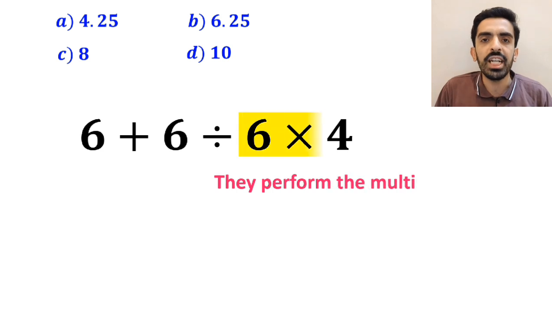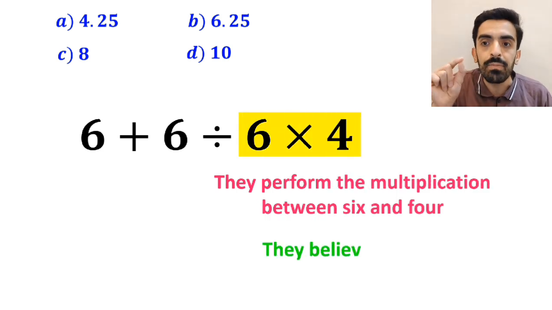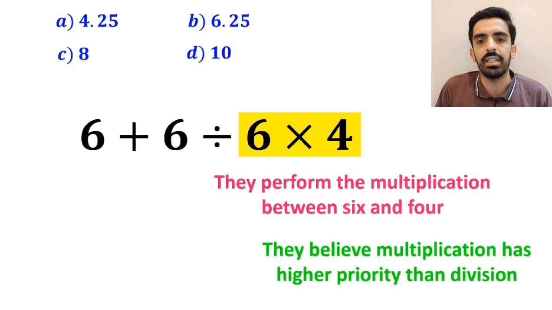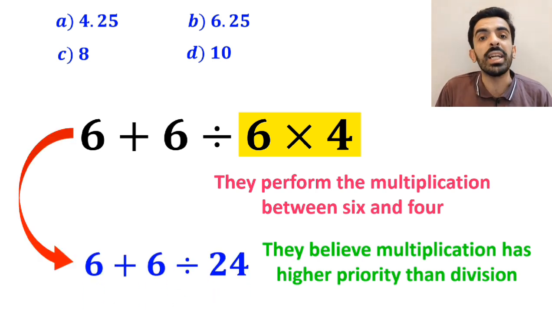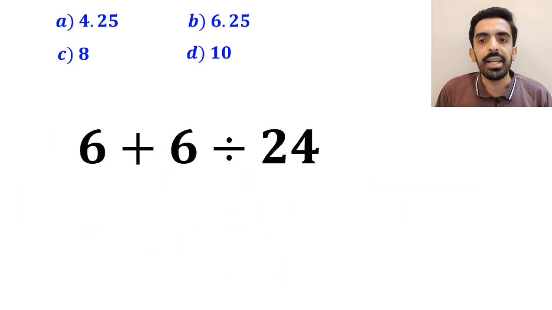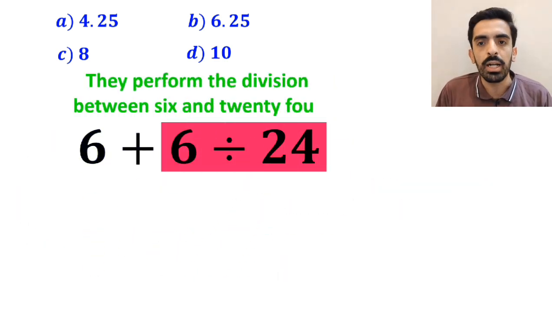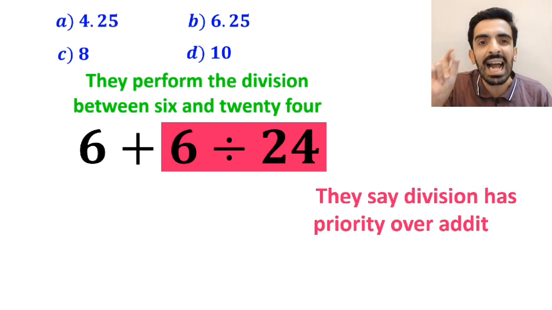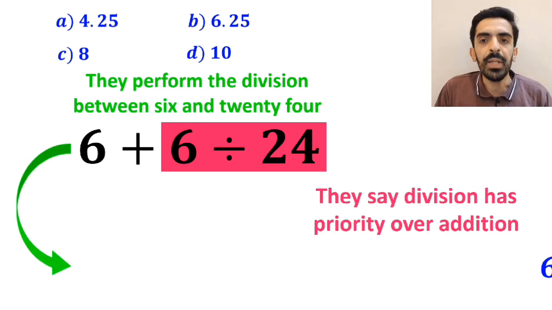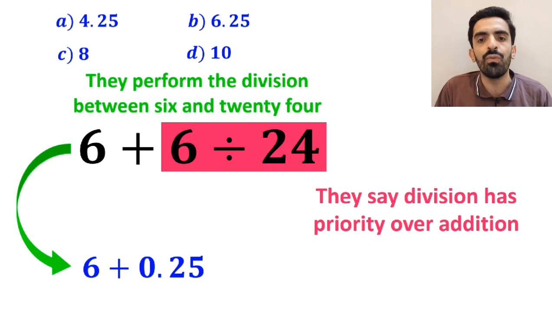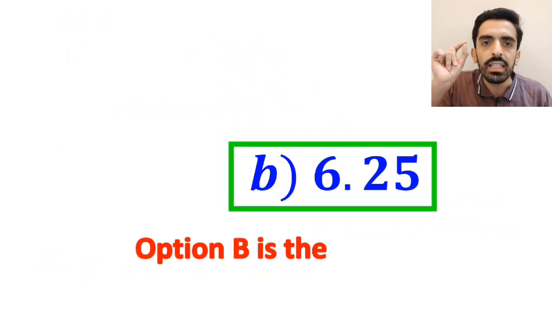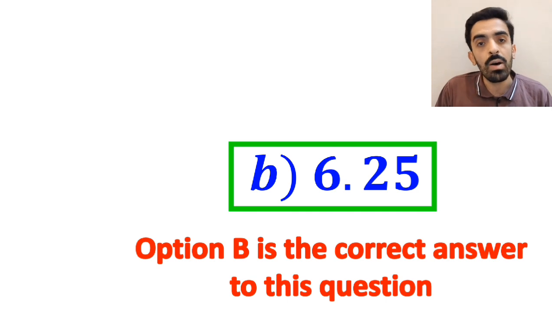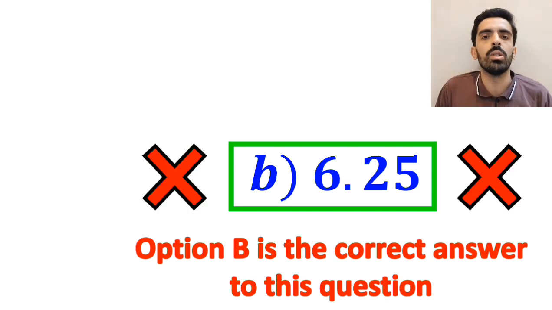Then, they perform the multiplication between 6 and 4 because they believe multiplication has higher priority than division. So, instead of this expression, they write 6 + 6 ÷ 24. In the next step, they perform the division between 6 and 24 because they say division has priority over addition. So, they simplify this expression to 6 + 0.25, which ultimately equals 6.25. And immediately, they conclude that option B is the correct answer to this question. However, this answer is absolutely wrong.